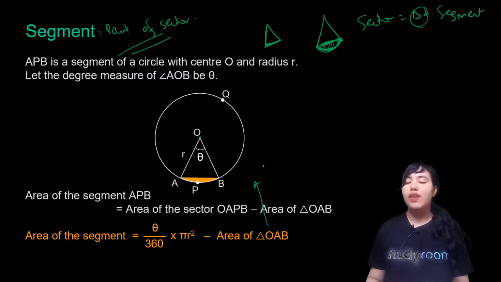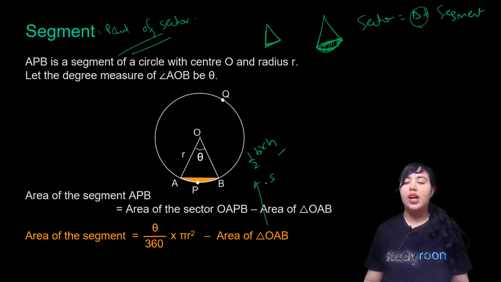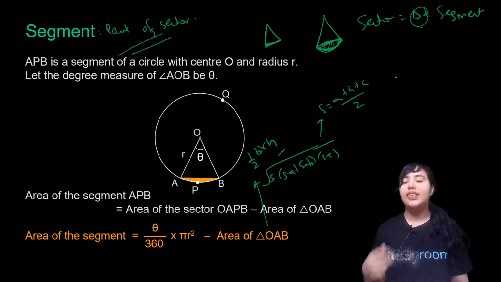Now there are different ways to find out this area. You can use the half base into height formula. You can make use of Heron's formula, which is the square root of s into s minus a into s minus b into s minus c. Here s is the semi-perimeter, that is a plus b plus c by 2, where a, b, c are the sides of the triangle. There are different ways to find the area of the triangle, and that's how you'll get the area of a segment.